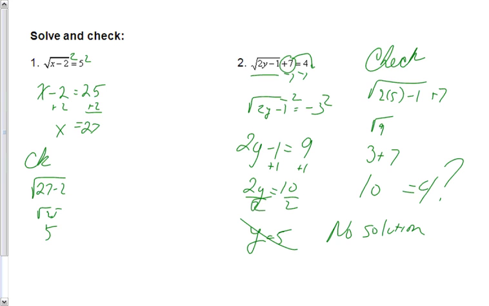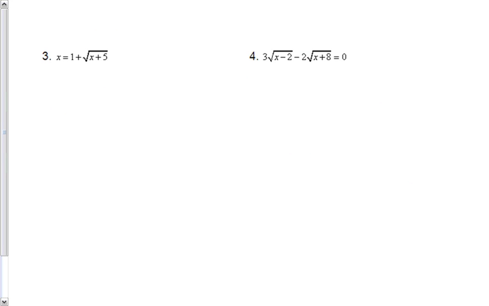So let's move along to the third problem on my list. Okay? But I've got more stuff here, so I want to get my radical alone. So I got to subtract 1. Unfortunately, if I subtract 1 from both sides, these aren't like terms. So I just get x minus 1 equals the square root of x plus 5.